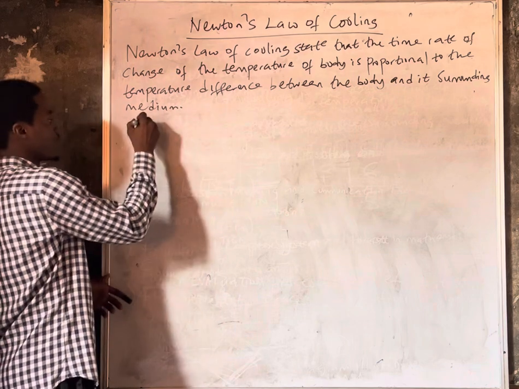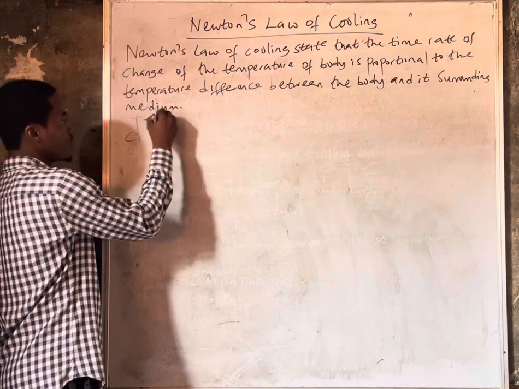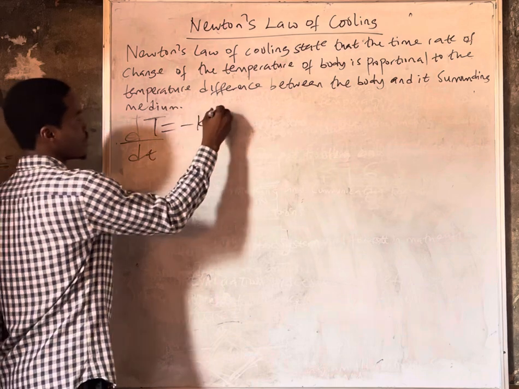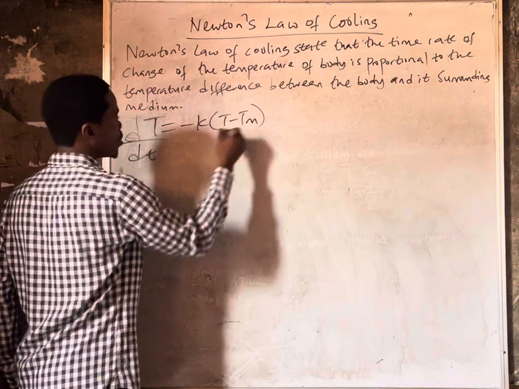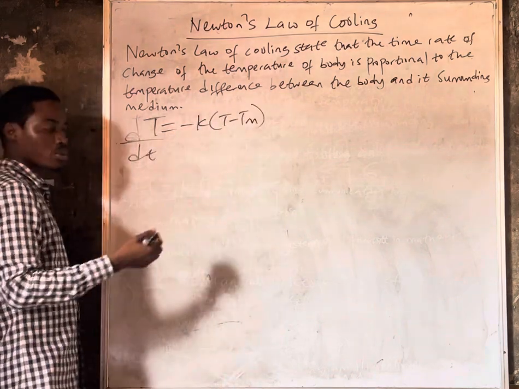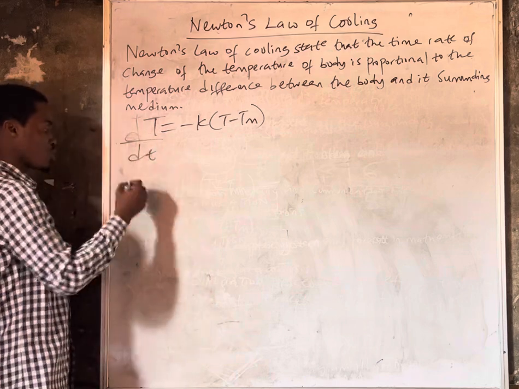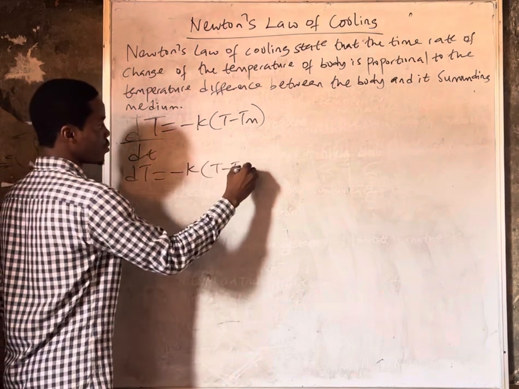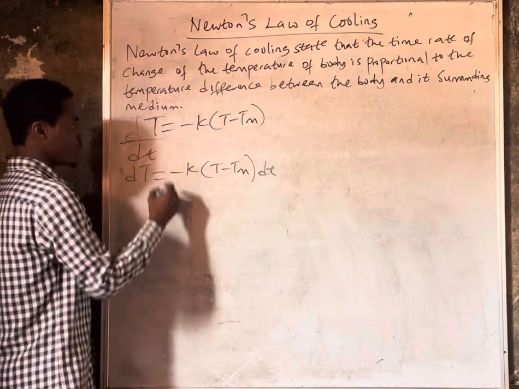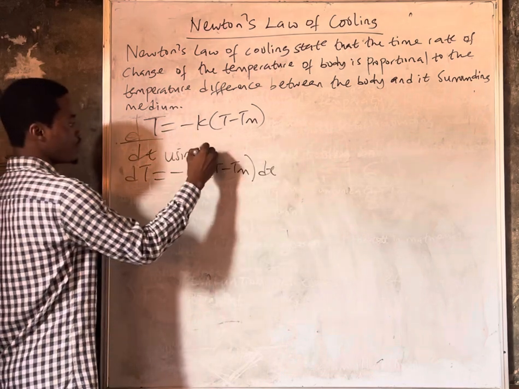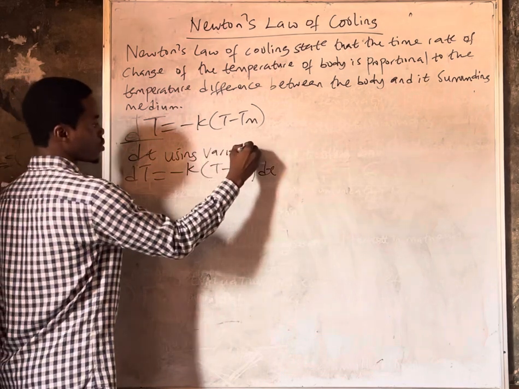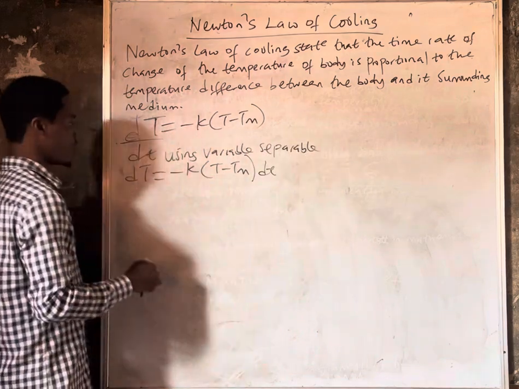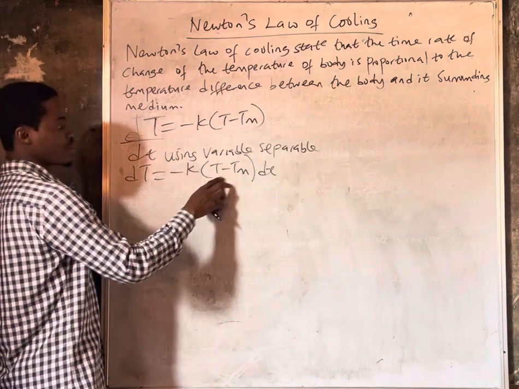So we have dT over dt is equal to minus k(T minus Tm). Using variable separable, we can cross multiply. We have dT is equal to minus k(T minus Tm) dt. Using variable separation, we have dT is equal to minus k(T minus Tm).